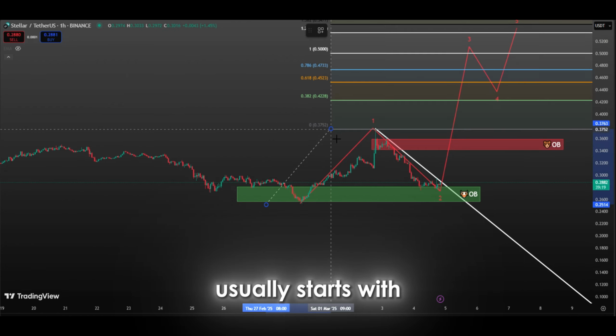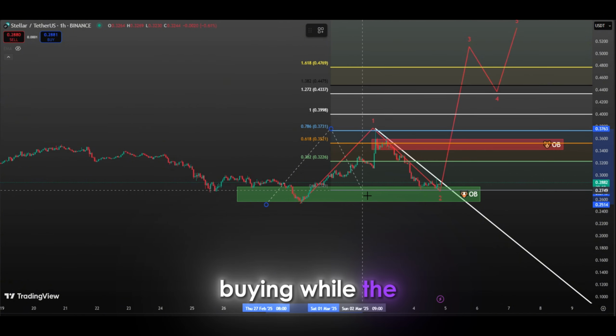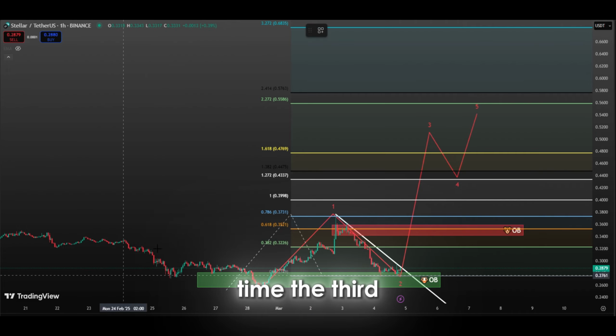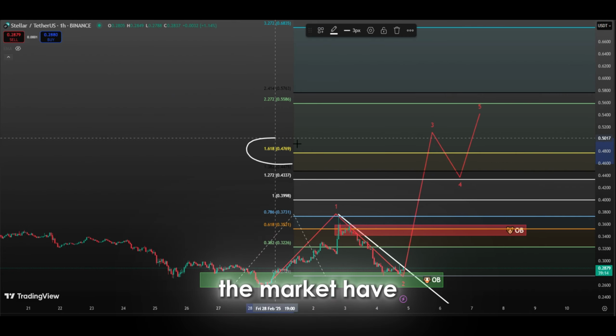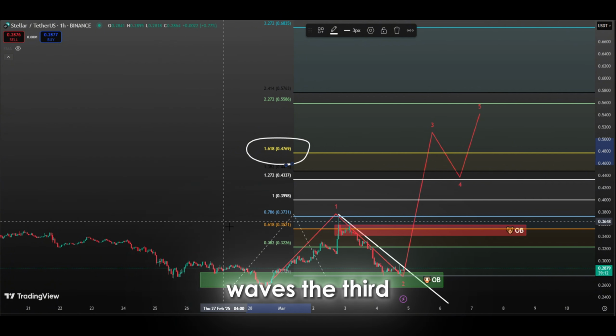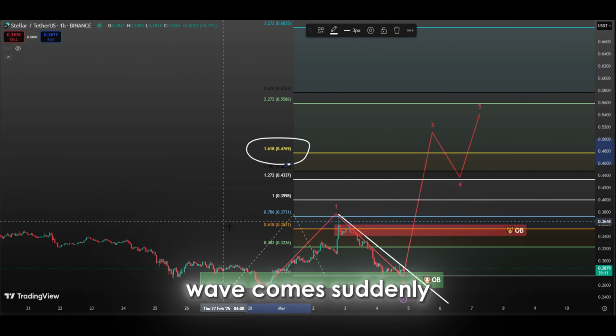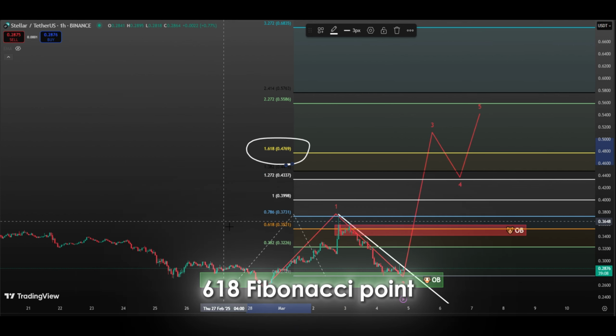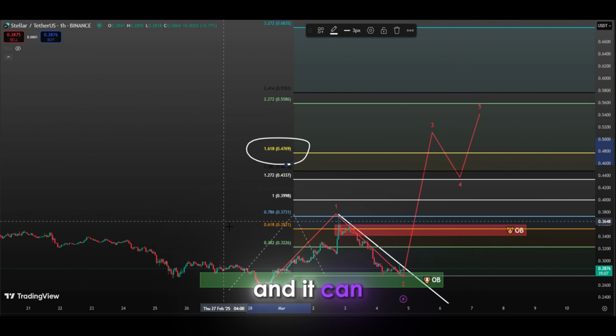The first wave usually starts with first-time traders buying, while the second wave corrects these purchases and the price pulls back a bit. But by the time the third wave arrives, more people in the market have noticed the move, and the price accelerates upwards on strong buying waves. The third wave comes suddenly, and everyone is surprised what happened. And the 618 Fibonacci point is the minimum target, and it can go even higher.